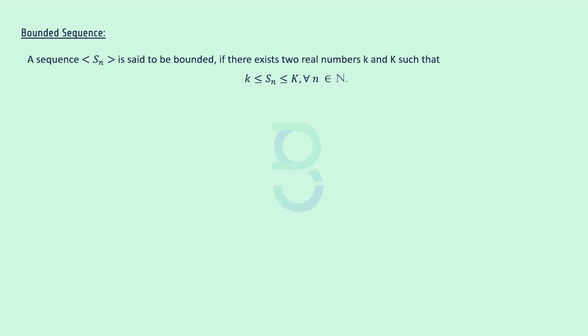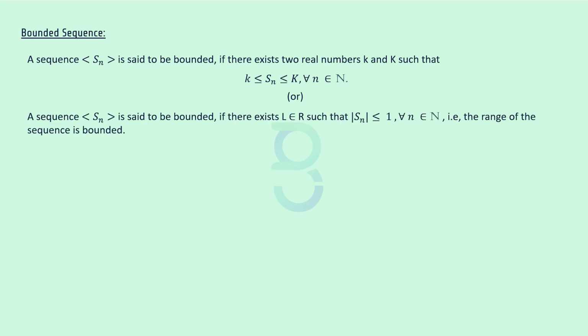Bounded sequence. A sequence Sn is said to be bounded if there exist two real numbers, small k and capital K, such that small k is less than or equal to Sn, which is less than or equal to capital K, for all n belonging to the set of natural numbers, which means all the terms of the sequence have to lie between two real numbers. Or a sequence Sn is said to be bounded if there exists a real number L such that the absolute value of Sn is less than or equal to L for all n belonging to the set of natural numbers. That is, the range of the sequence is bounded.